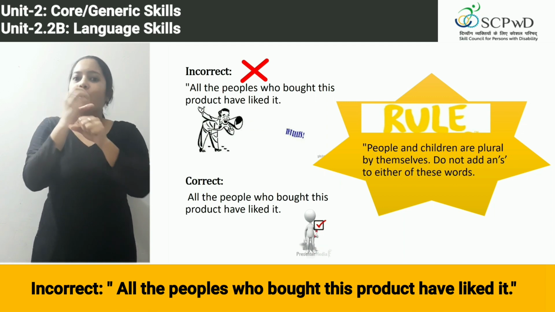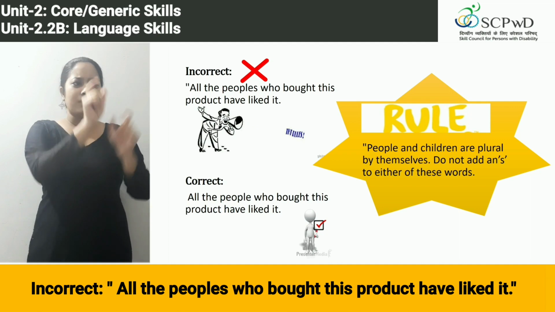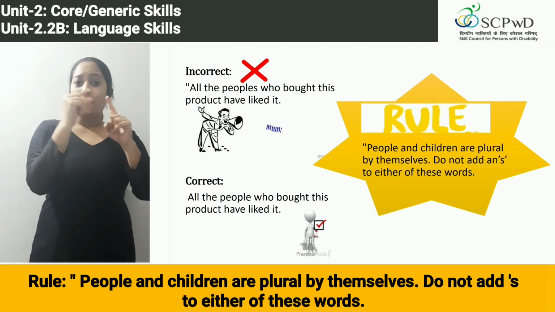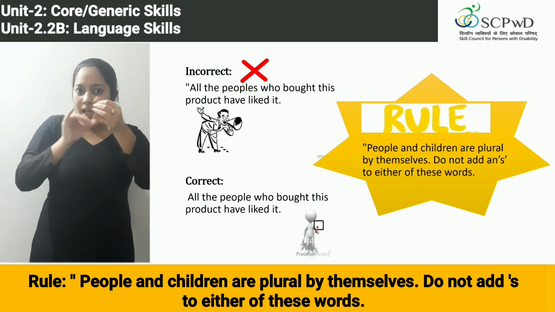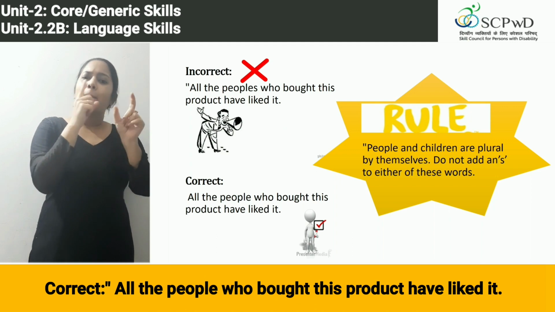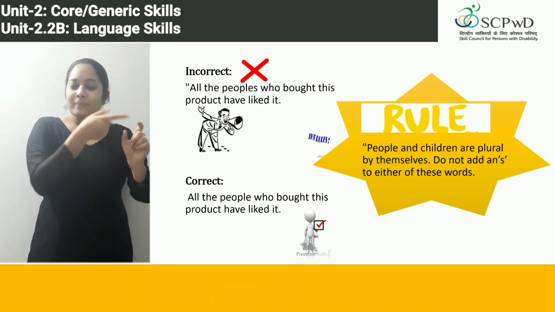Incorrect: All the peoples who bought this product have liked it. Rule: people and children are plural by themselves. Do not add s to either of these words. Correct: All the people who bought this product have liked it.